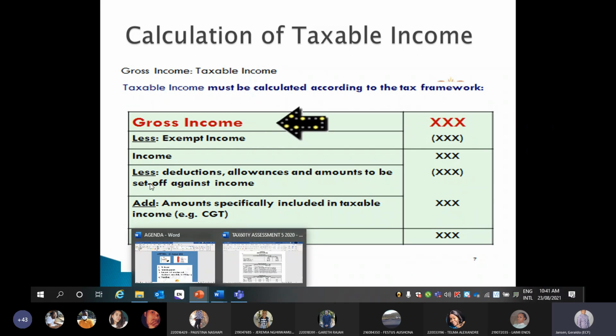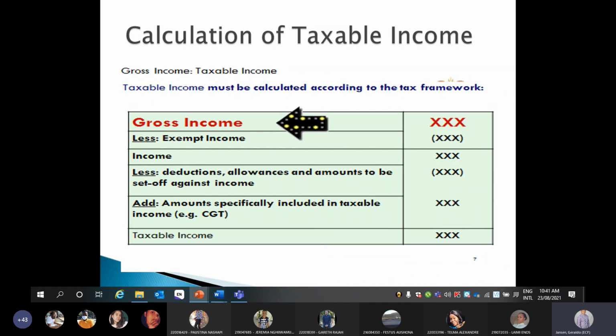And then, basically this framework, if someone wakes you up at 12 o'clock at night, you should be able to tell them. If they ask you, how do you calculate taxable income? You should say, gross income less exempt income gives me income, less deductions, allowances, and amounts to be set off against income, add amounts specifically included in taxable income, such as CGT, and that will give me my taxable income. And guys, that taxable income is the income that will be taxed.